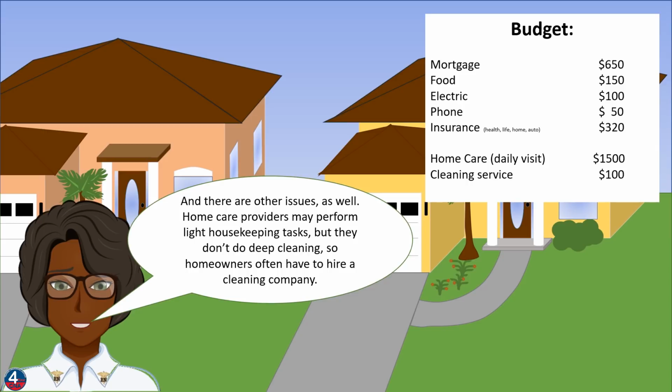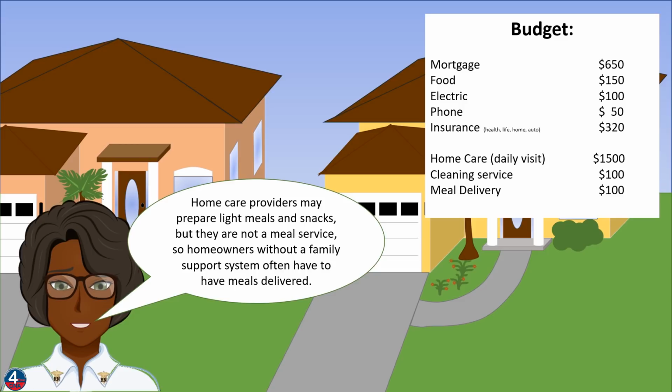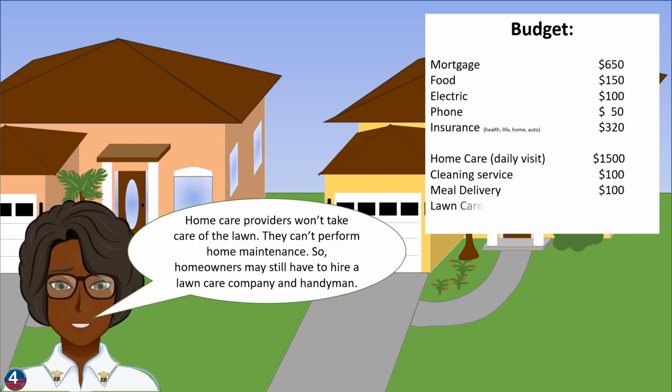Home care providers may perform light housekeeping tasks, but they do not do deep cleaning, so homeowners often have to hire a cleaning company. Home care providers may prepare light meals and snacks, but they're not a meal service, so homeowners without a family support system often have to have meals delivered. Home care providers won't take care of the lawn, and they can't perform home maintenance, so homeowners may still have to hire a lawn care company and a handyman.